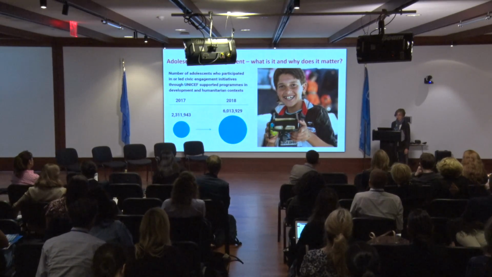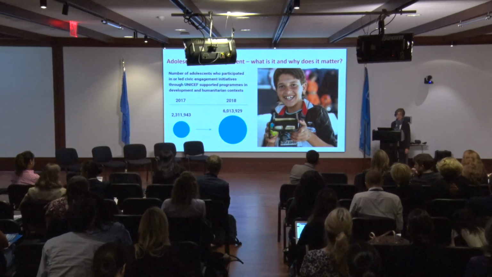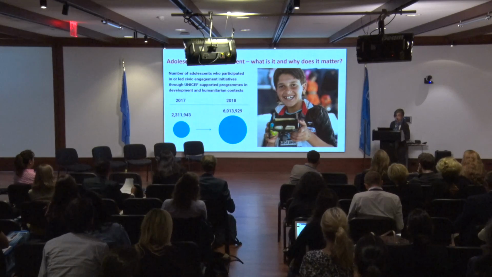So at UNICEF, we define civic engagement as any activity that adolescents may lead or become involved in that aims to improve their community, school, environment, state, or country, including development of a combination of knowledge, skills, values, and motivation. So say hi here to Mahmoud. He's a 13-year-old and he lives in Zaatari camp in Jordan.